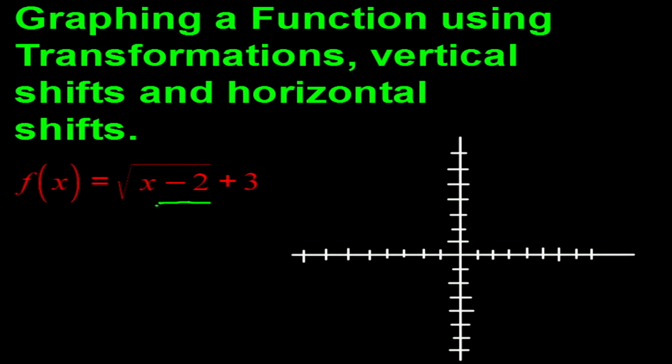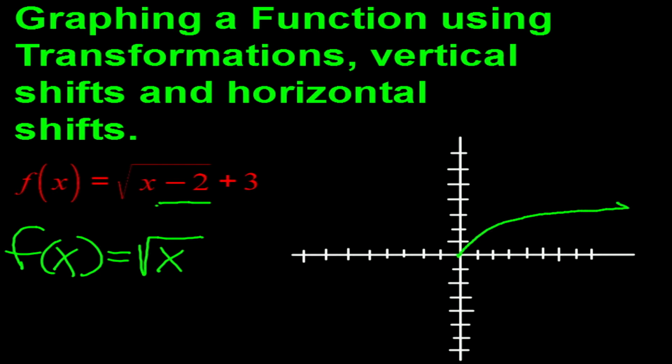So first of all, with this kind of problem, to graph it, we want to look at what the parent function is. And if you look at this function, the parent function is actually f of x equals the square root of x. The graph of it starts at the origin and kind of goes like this. And that's what the original graph looks like.